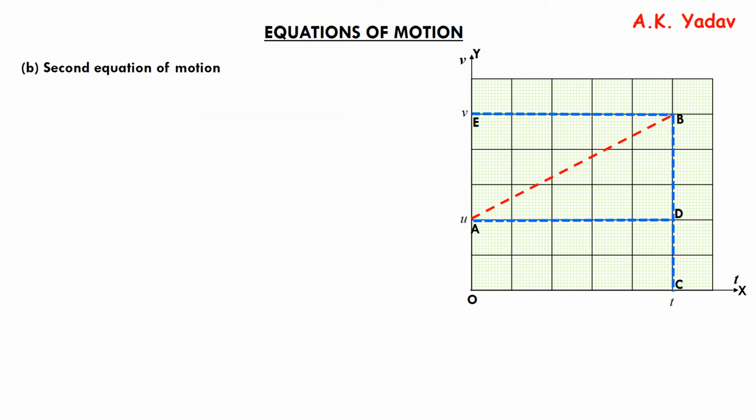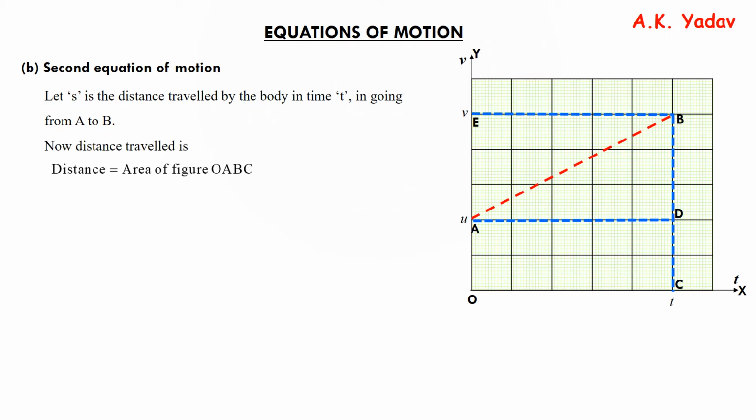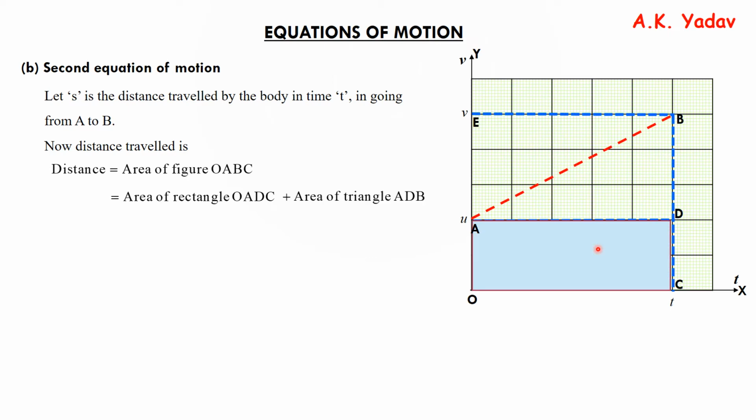Now let us move to the second equation of motion. Let s be the distance traveled by the body in time t in going from A to B. So the distance traveled is equal to the area of the figure OABC, which can be written as the area of rectangle OADC plus the area of triangle ADB. I have shaded both the parts.